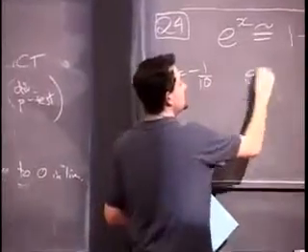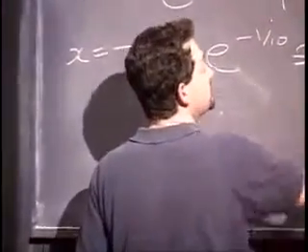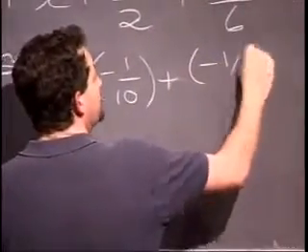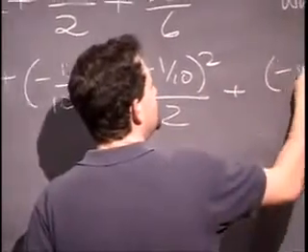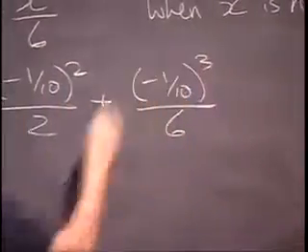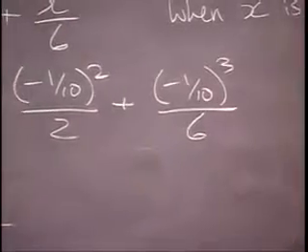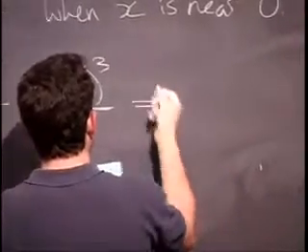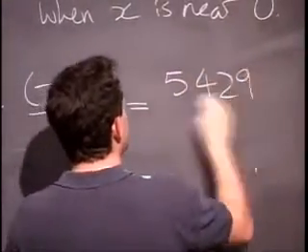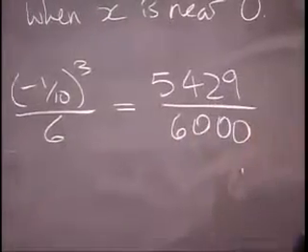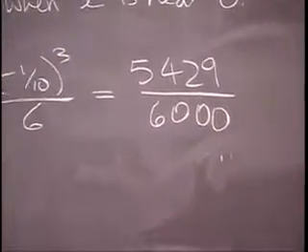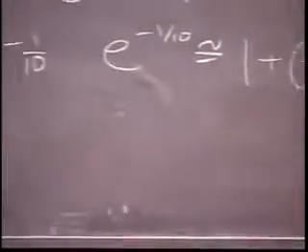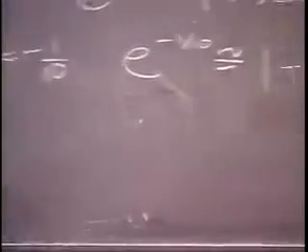So this says that e to the minus a tenth is approximately equal to 1 plus minus a tenth plus (minus a tenth) all squared over 2 plus (minus a tenth) all cubed over 6. And this is a simple enough fraction that you can work it out. You expand this to 1/100th and minus 1/1,000th, and you find out that it equals 5429 over 6,000. You could just do that by hand. But this is a fraction that turns out to be very close to this number, and yet that's almost impossible to compute without a calculator. This is quite straightforward.